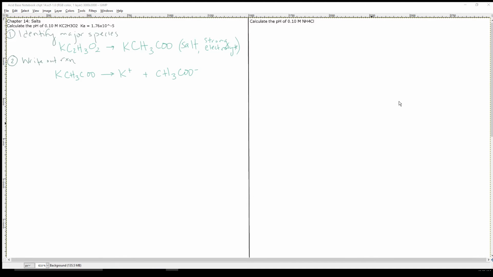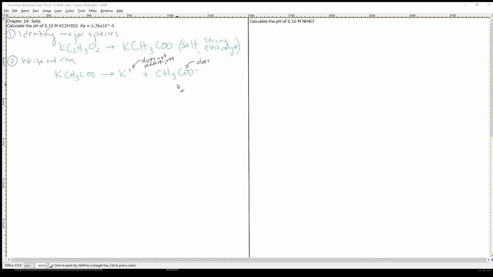Now here is something that you want to take note of. I'll use black for my extra little notes. The cation from a salt does not affect the pH. However, the other ion, there should be a word for that. Maybe it'll come to me later.